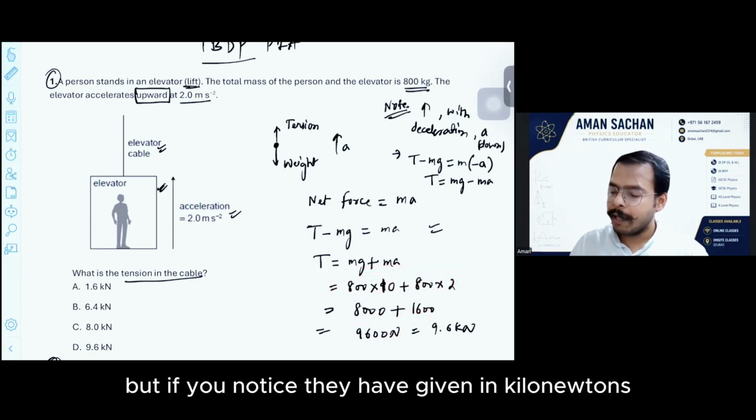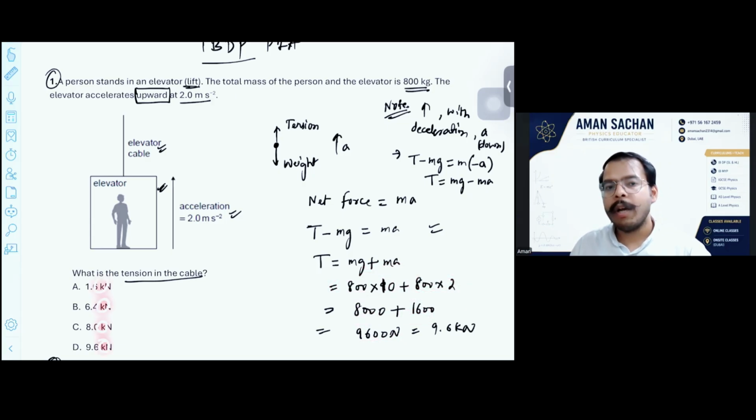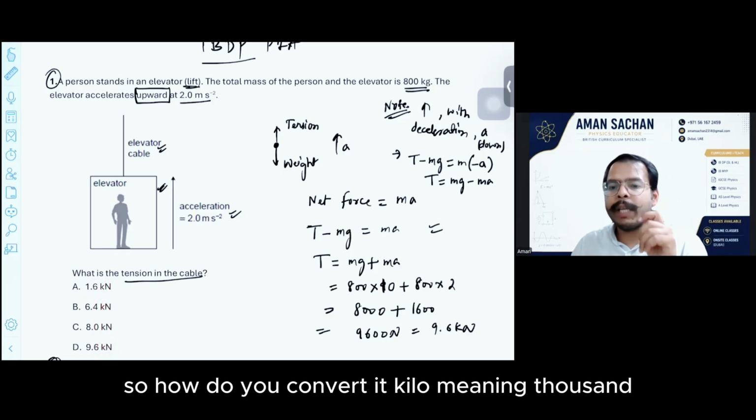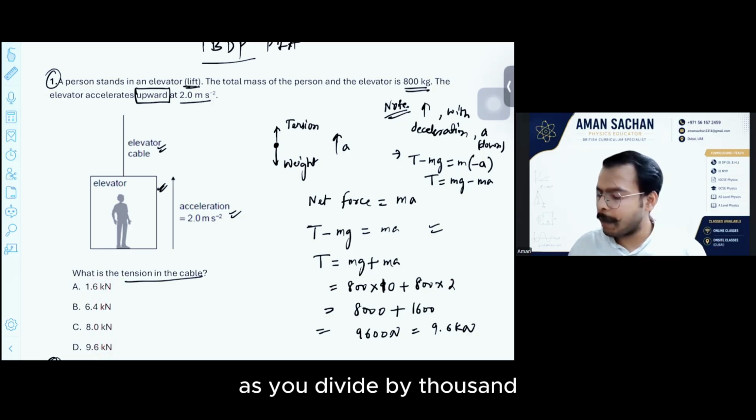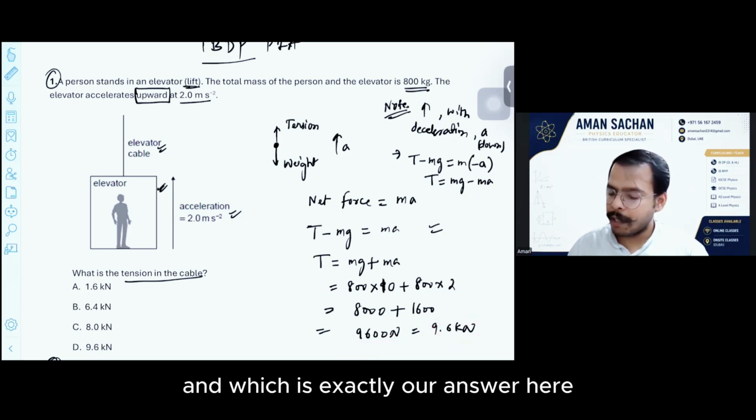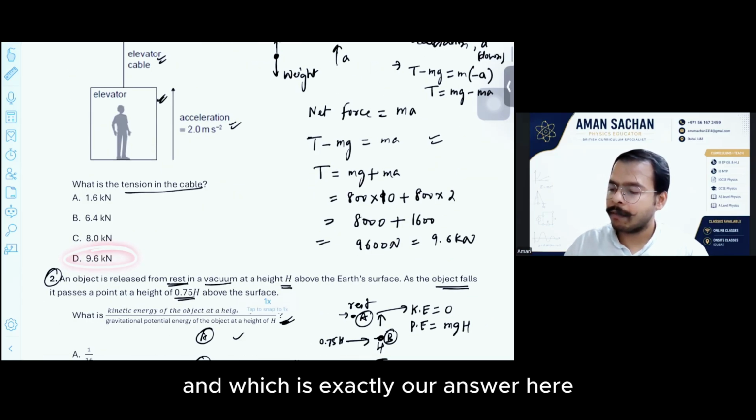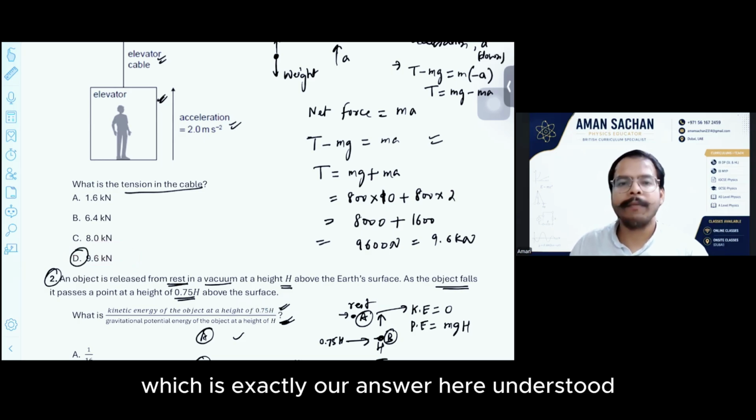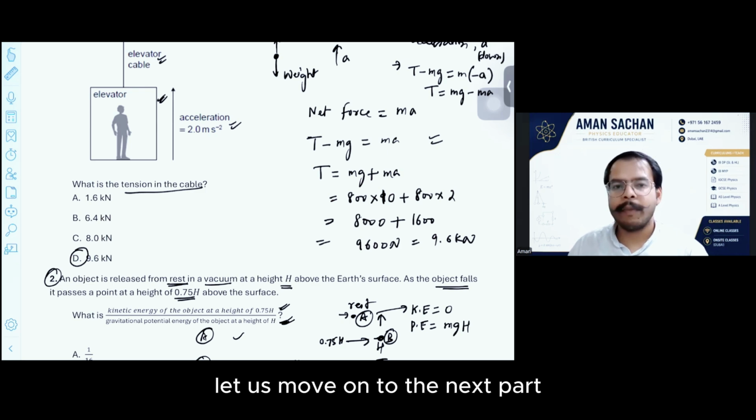But if you notice, they have given the options in kilonewtons. So how do you convert it? Kilo meaning 1000, so you divide by 1000. As you divide by 1000, you get 9.6 kilonewtons, which is exactly our answer here. Understood? Let us move on to the next part.